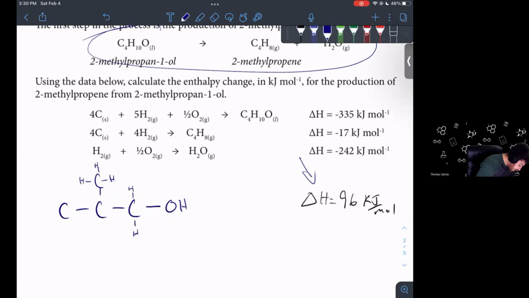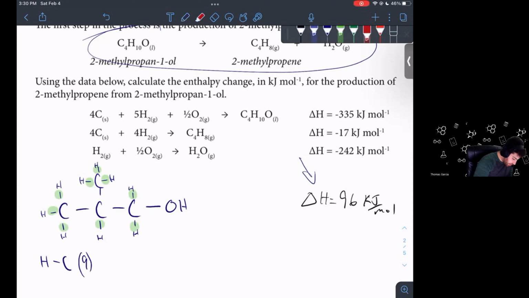For the rest of these, I may not be drawing out the hydrogens just because that is extremely time consuming. But anyways, there's our 2-methylpropan-1-ol. If we look at it, we have hydrogen-carbon bonds. We specifically have, let's count them out, 1, 2, 3, 4, 5, 6, 7, 8, 9. We have 9 of these.